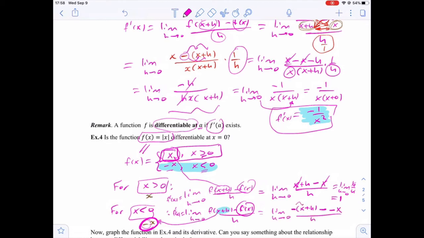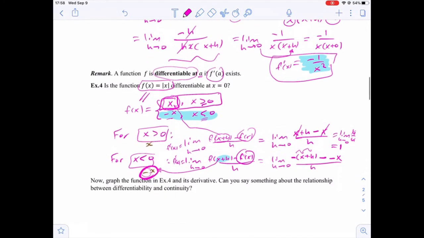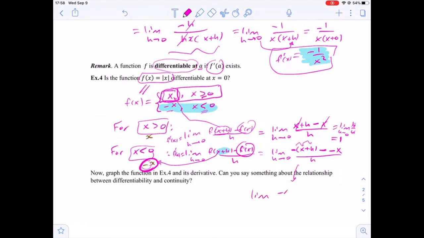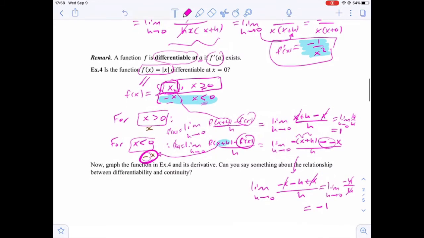And then we simplify, we insert the negative sign here. So limit of negative x, negative h, negative negative is positive x, over h, h goes to 0. And then we simplify, negative x plus x is 0. So we get limit of negative h over h, and then we cancel the h from numerator and denominator, we get negative 1. As you can see, for x greater than 0, the derivative was 1, and for x less than 0, negative 1. So that means the derivative does not exist. Or we can write it this way, f prime of x does not exist at 0.